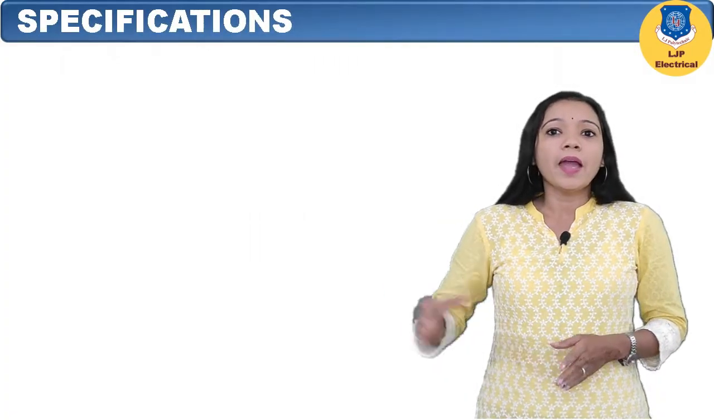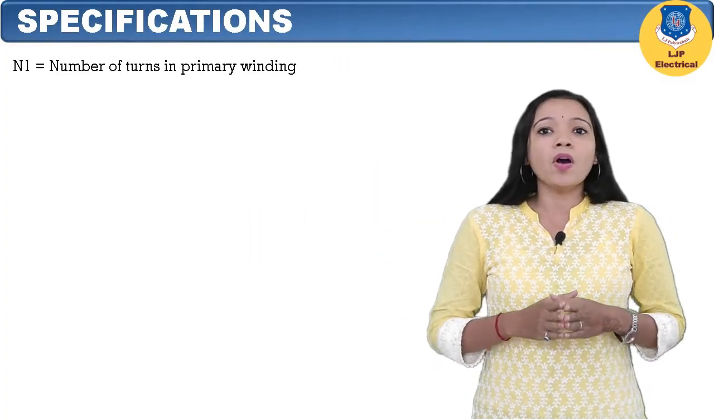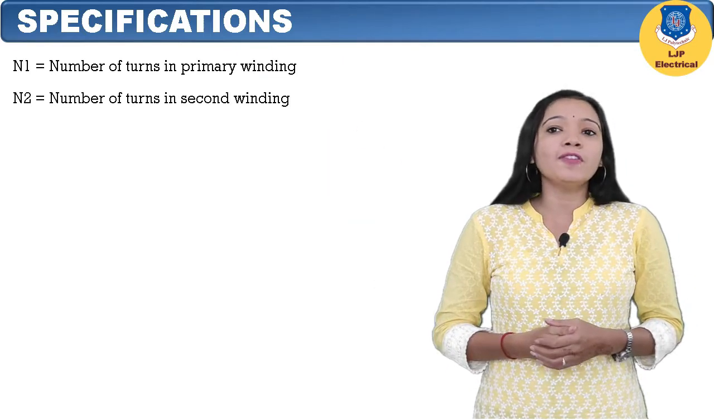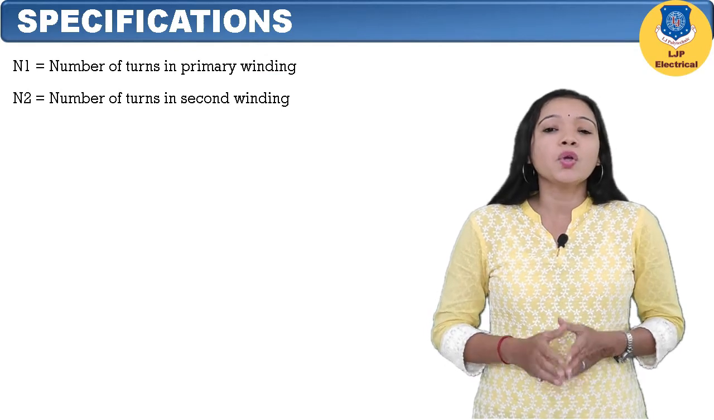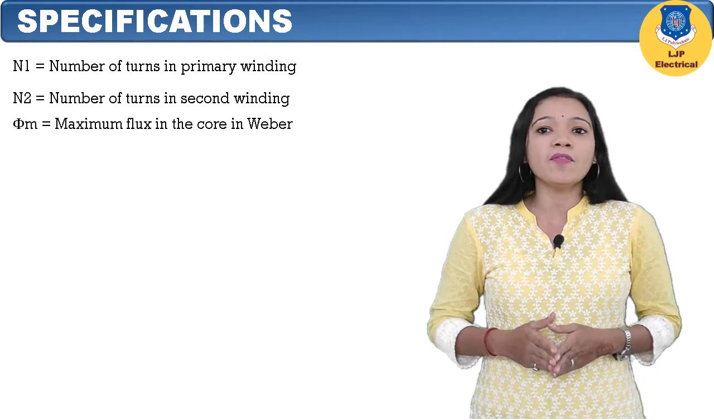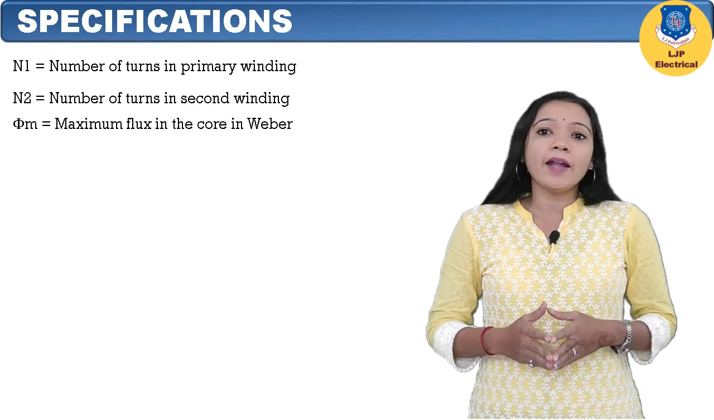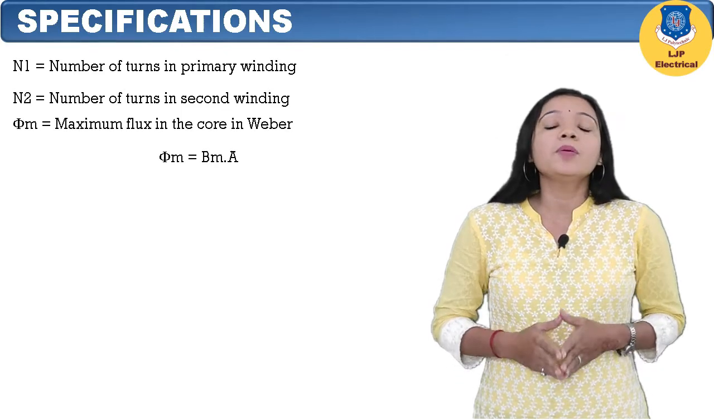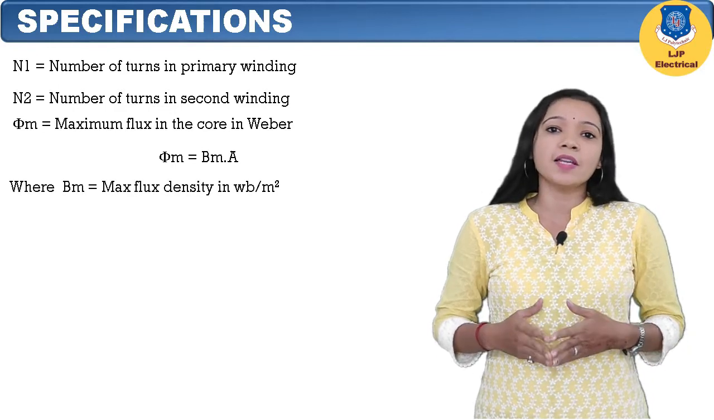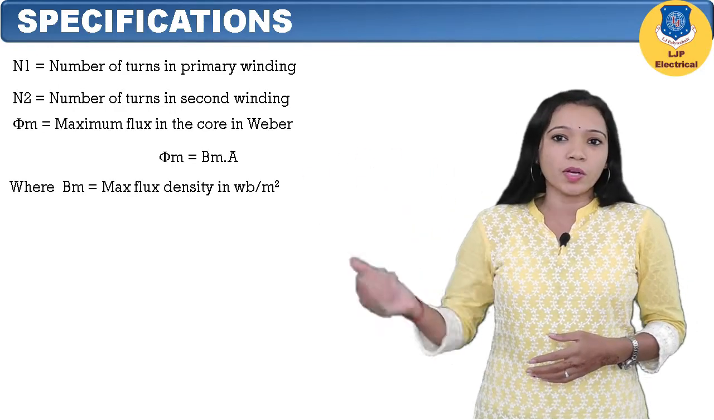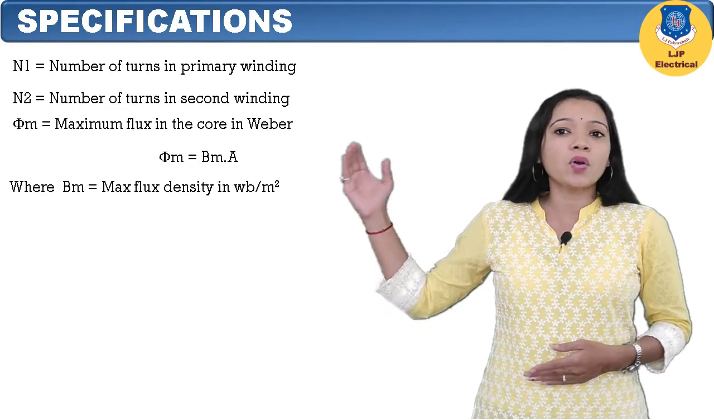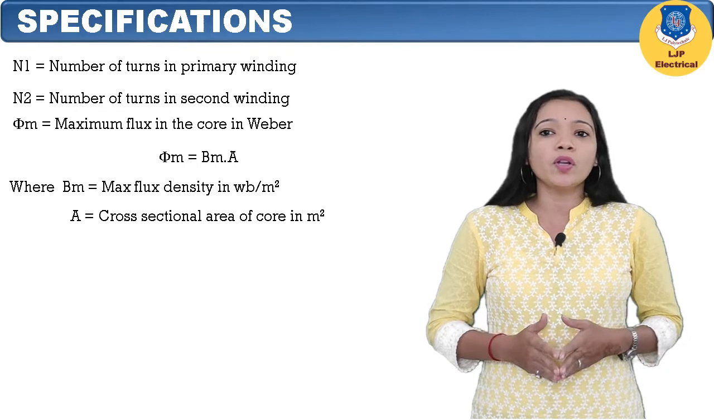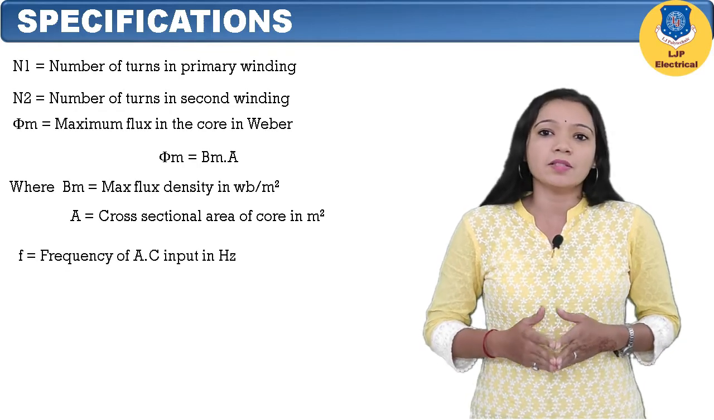First, N1 is equal to number of turns in primary winding, N2 equal to number of turns in secondary winding, phi m equal to maximum flux in the core in Weber, and phi m is equal to Bm into A, where Bm equal to maximum flux density in Weber per meter square, A is equal to cross sectional area of core in meter square, f equal to frequency of AC in Hertz.